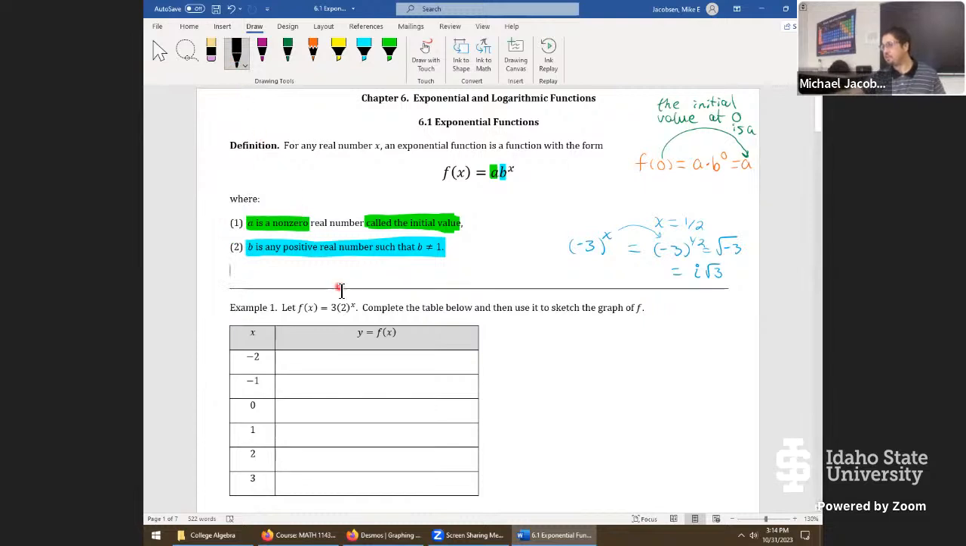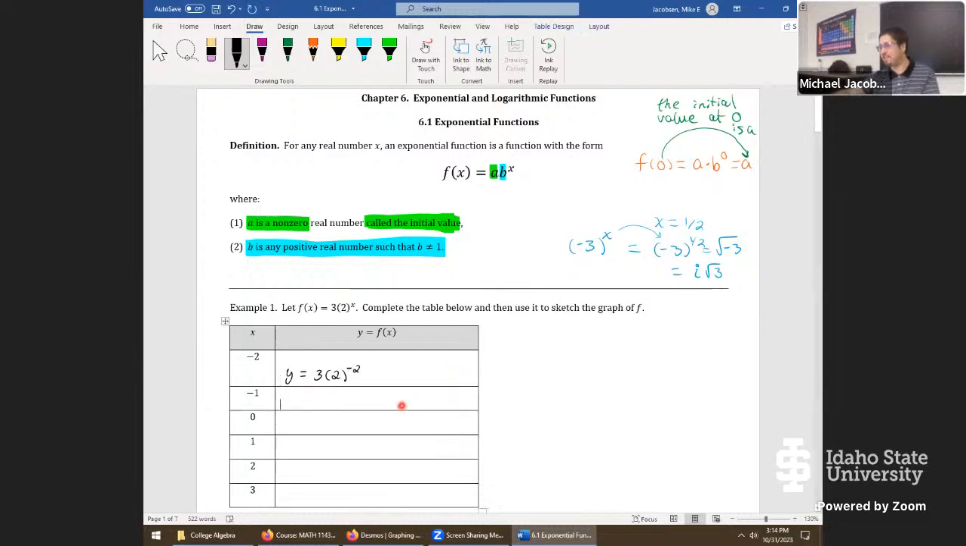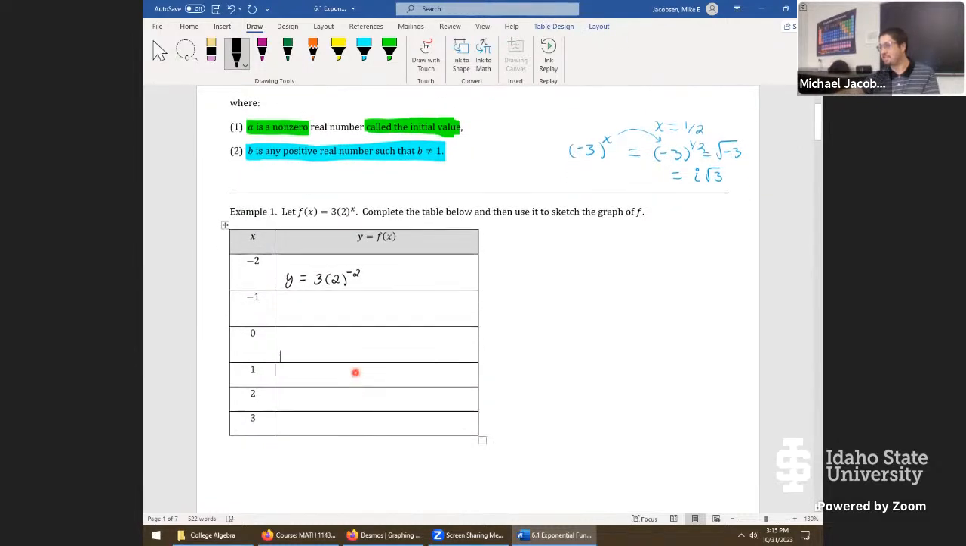At a -2, we're throwing it inside here. We'll get that y equals 3 times 2 to the power of -2. I thought that would fit when I double spaced that. I think I need a little bit more space for all these.